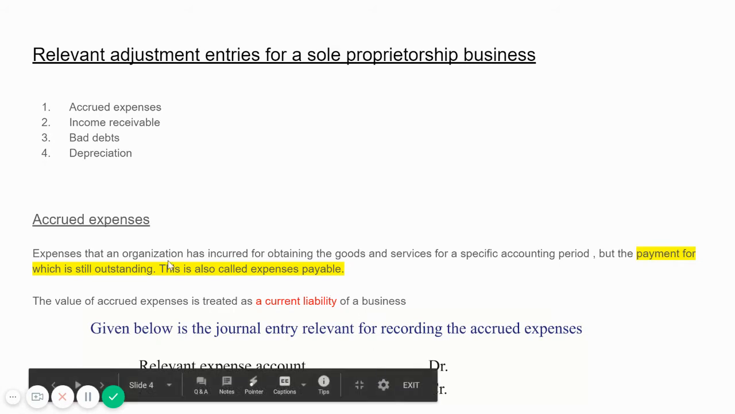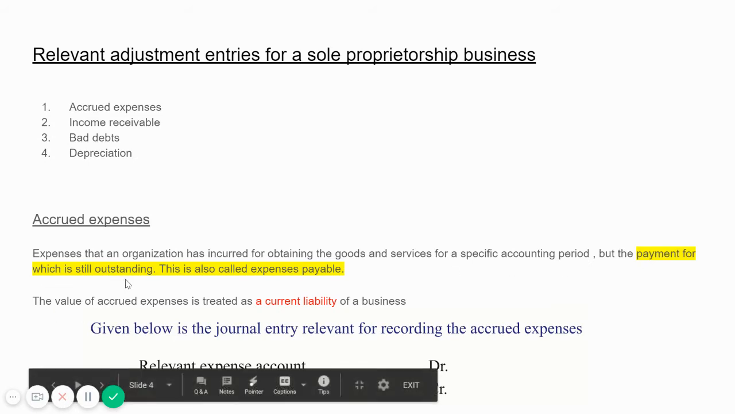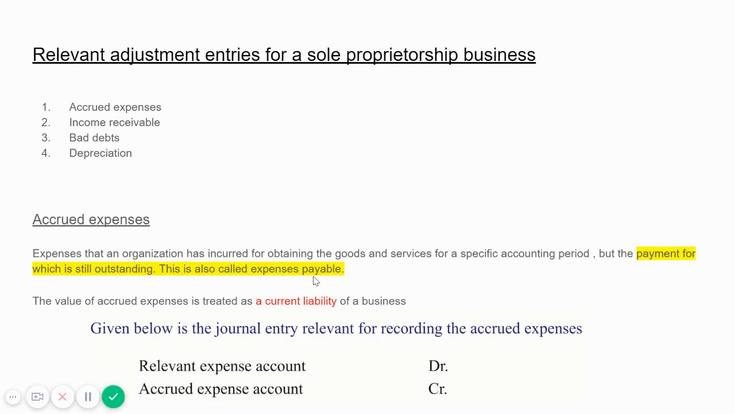Let's see what these accrued expenses are. Expenses that an organization has incurred for obtaining the goods and services for a specific accounting period, but the payment for which is still outstanding. This is also called expenses payable. Accrued expenses or the expenses payable. Expenses to be paid are known as the adjustment of accrued expenses.